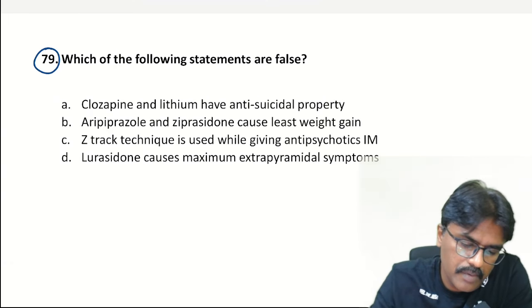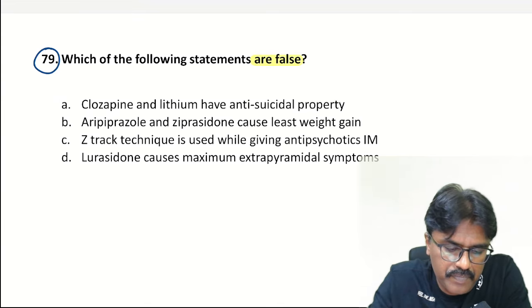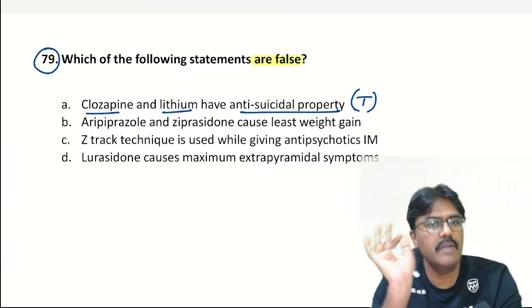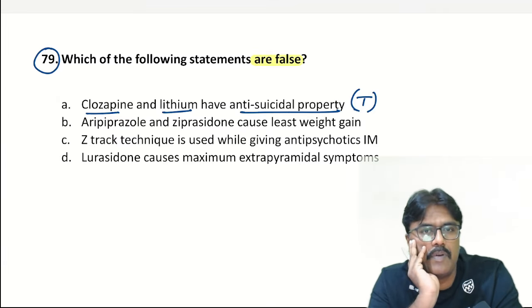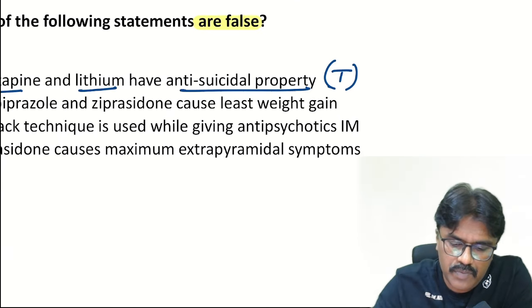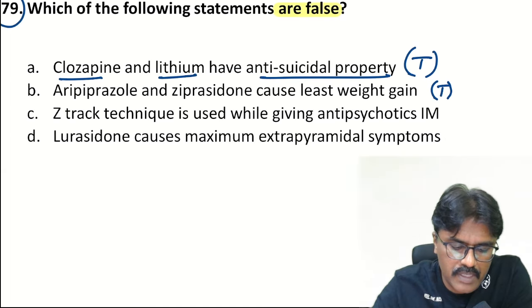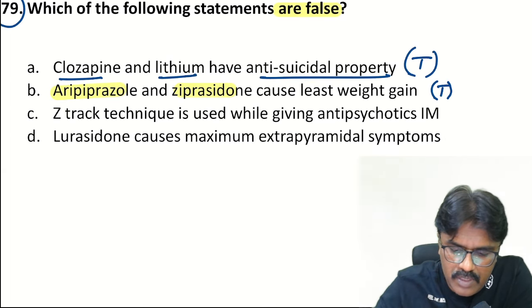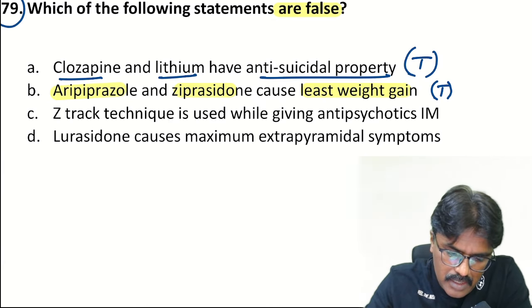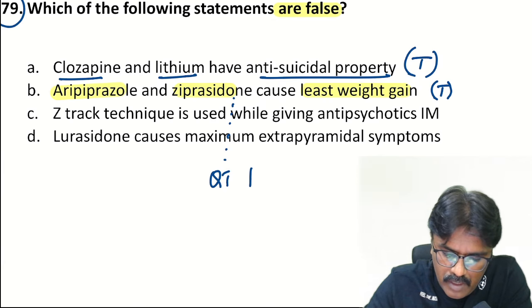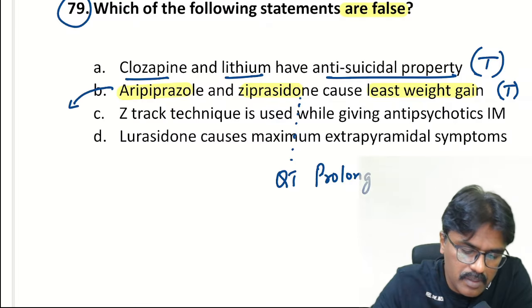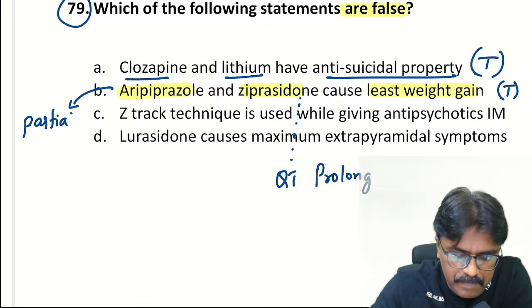Question number 79. Which of the following statements are false? Clozapine and lithium have anti-suicidal property. True. Very much true. Aripiprazole and ziprasidone. Remember, aripiprazole and ziprasidone are atypical. They cause least weight gain. True. That's why most of the psychiatrists write aripiprazole and ziprasidone, because of least weight gain, least cognitive problems. But one complication with ziprasidone is QT prolongation. One specialty you have to remember about aripiprazole, it's also a partial D2 agonist.